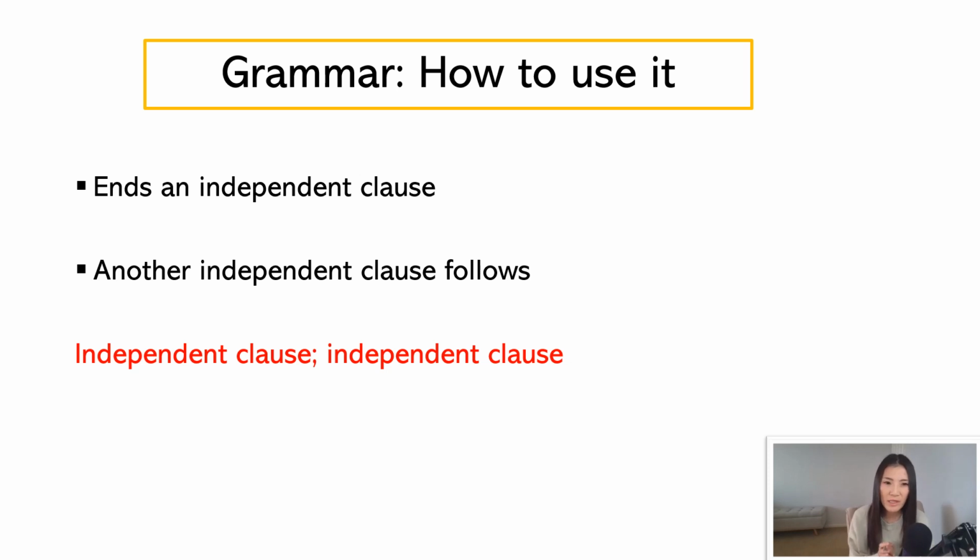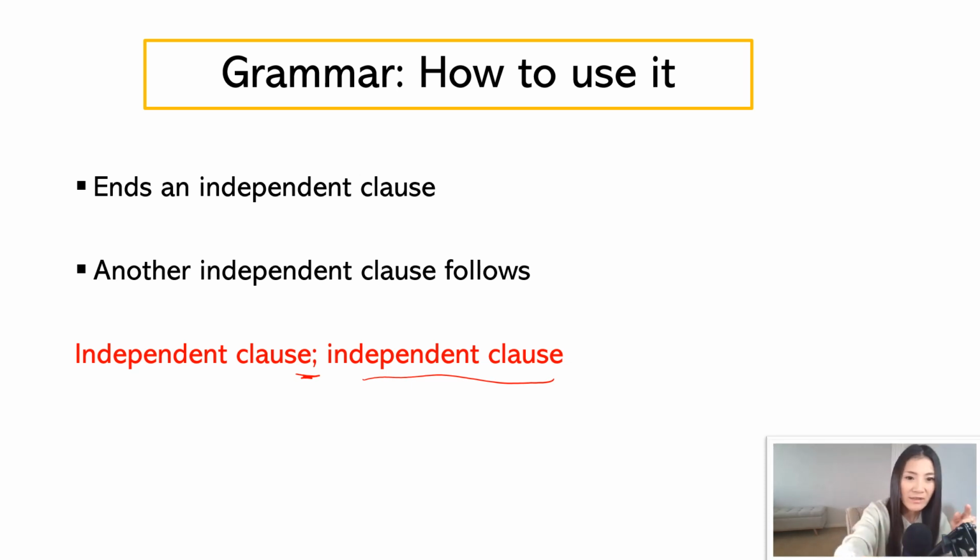So the first bullet here says it ends an independent clause. So at the end of my independent clause, I'm going to have a semicolon, and then another independent clause follows. So here's my other independent clause that follows the semicolon. So this is just, I guess, a harder way to say that it goes between two independent clauses.